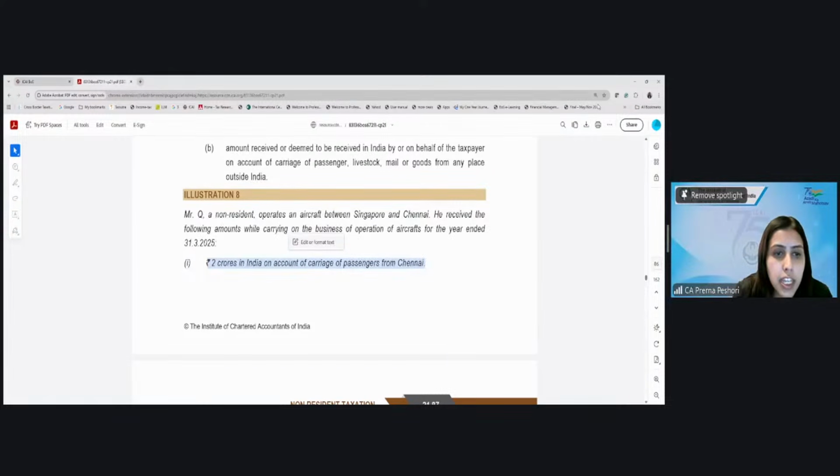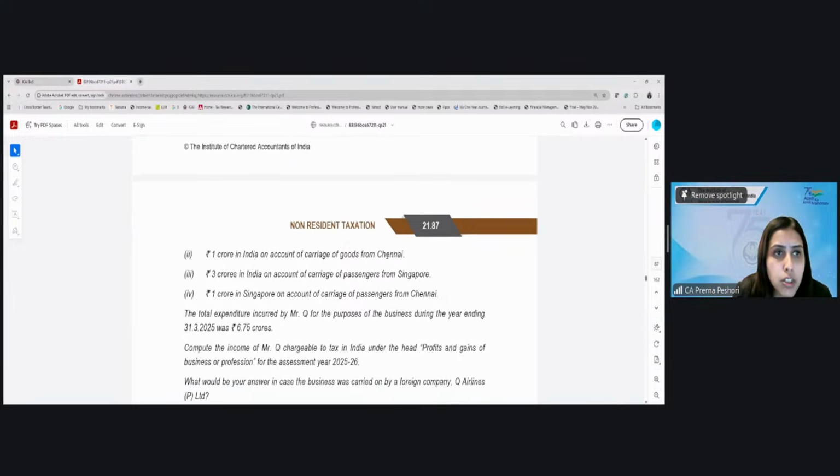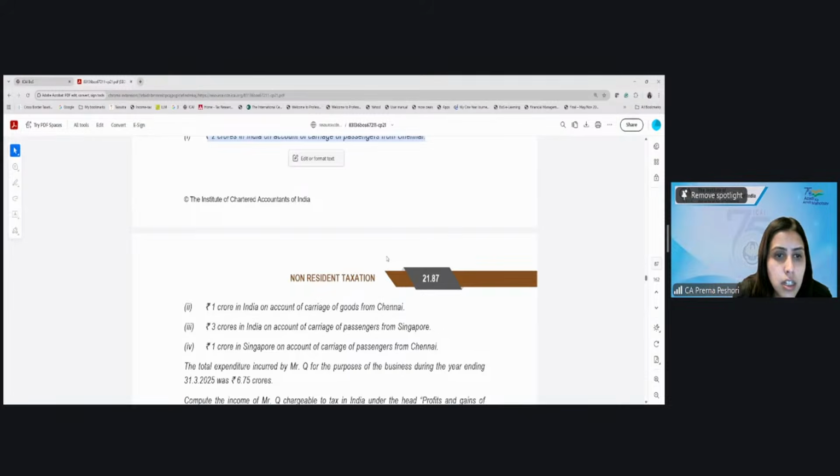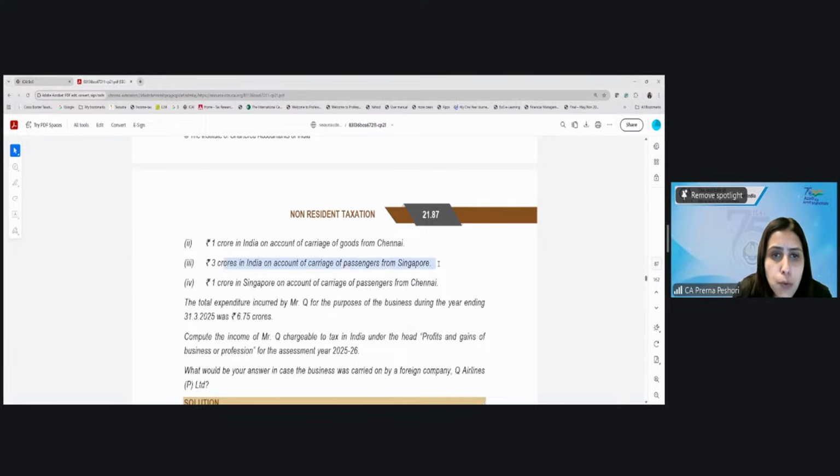Then 1 crore in India on account of carriage of goods from Chennai. Yes, this also will be included. 3 crores in India on account of carriage of passengers from Singapore. This will also get included. 1 crore in Singapore on account of carriage of passengers from Chennai.